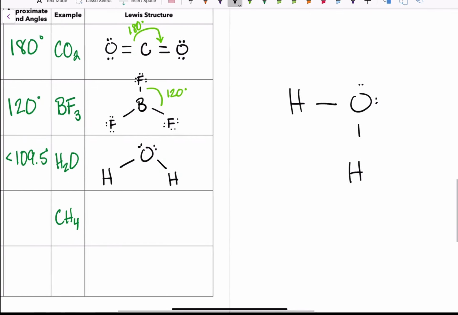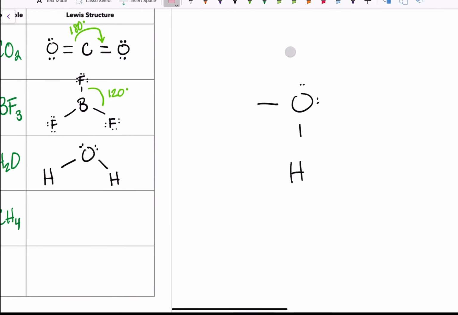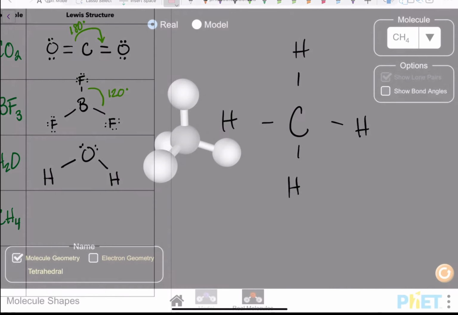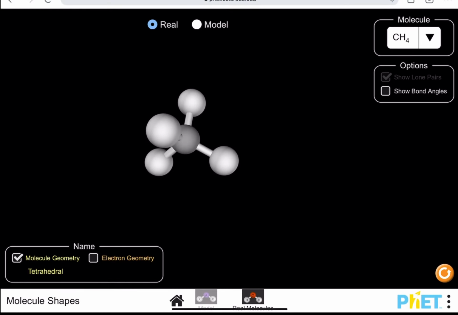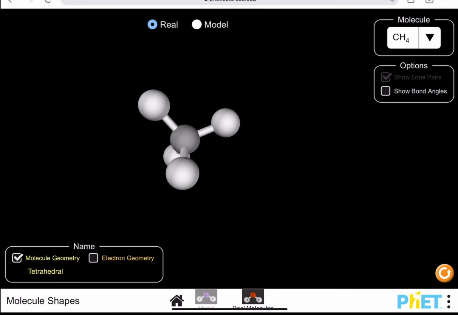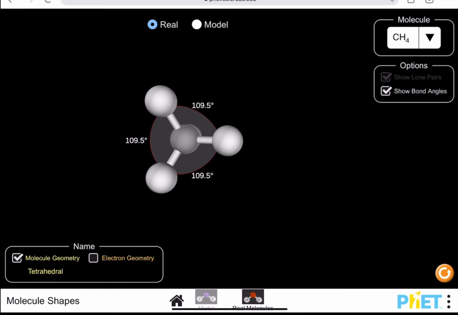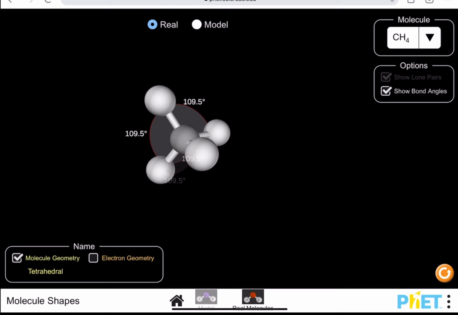So CH4, when we typically draw it, looks like this. From this 2D model, these look like 90 degrees. However, that's not what actually occurs in real life. In 3 dimensions, we can see that this shape is a little bit different. So it's not exactly at 90 degrees. In fact, this is 109.5 degrees.